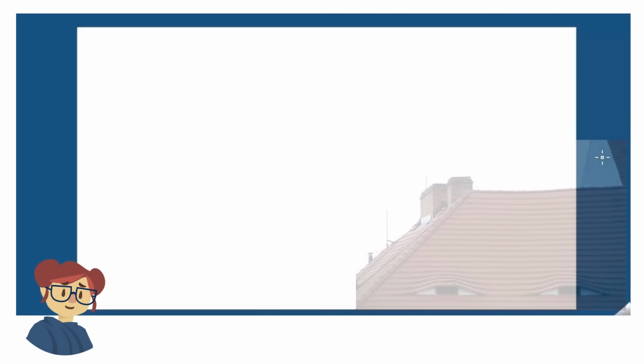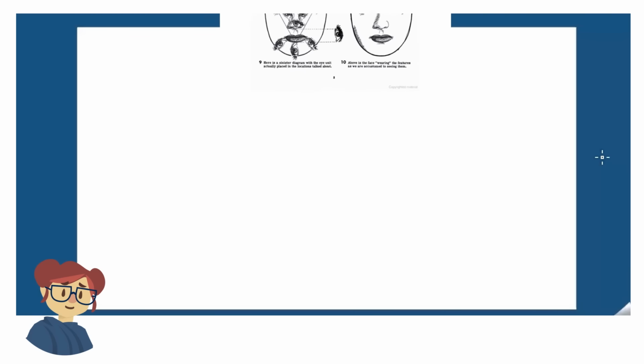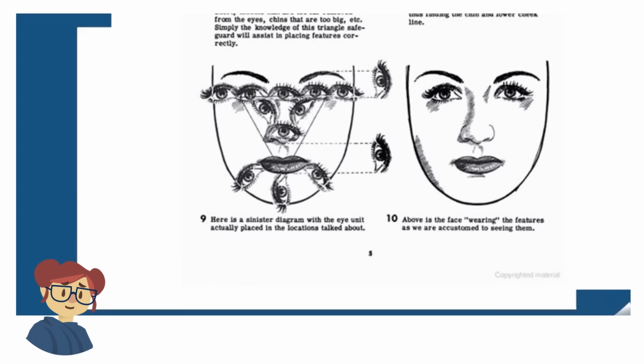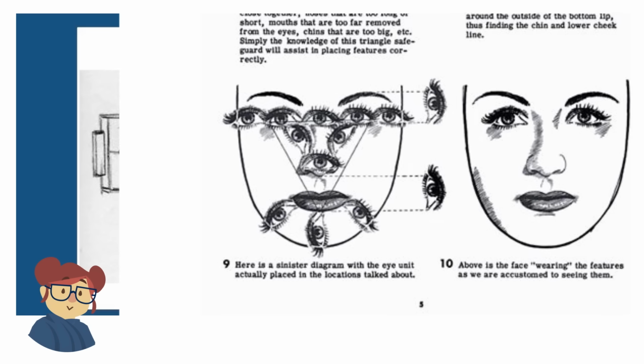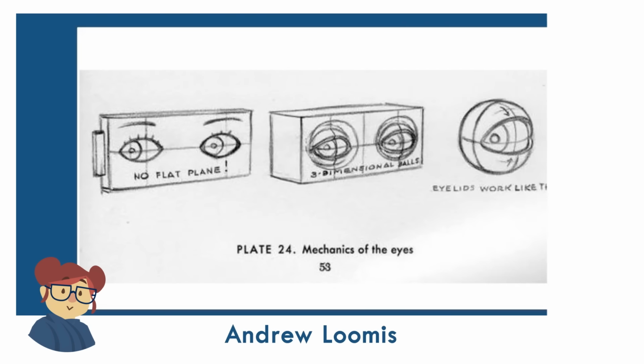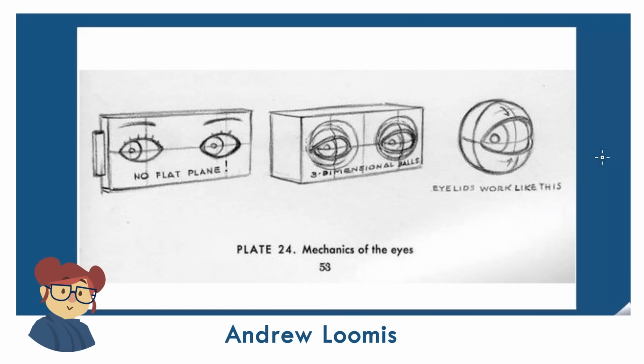Talking about weird stuff, check this out. Our eyes can be used as tools for measuring proportion in our own faces. So following the steps of Mr. Andrew Loomis, I'm going to try to draw the eye a little bit more three-dimensional and step away from just seeing it as a shape.